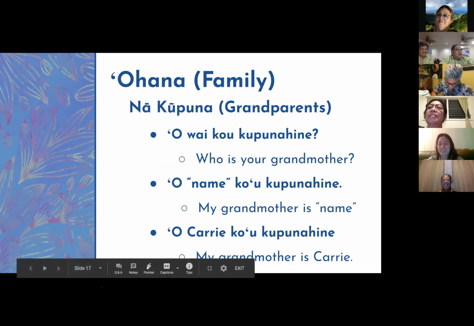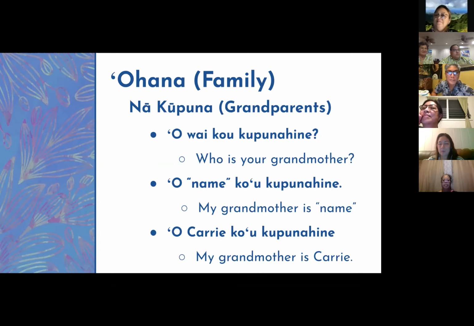Okay. So I'll ask Helani, o vai ko kūpuna hine? O Valkyrie ko kūpuna hine. Love that name. Helani, can you ask Kūlei? Aloha Kūlei. O vai ko kūpuna hine? O Matilda Paishan ko kūpuna hine. Aloha Kūlei. Kūlei, can you ask Sequoia? Sequoia, o vai ko kūpuna hine? Sorry, Sequoia, you're still on mute. Helen ko kūpuna hine.